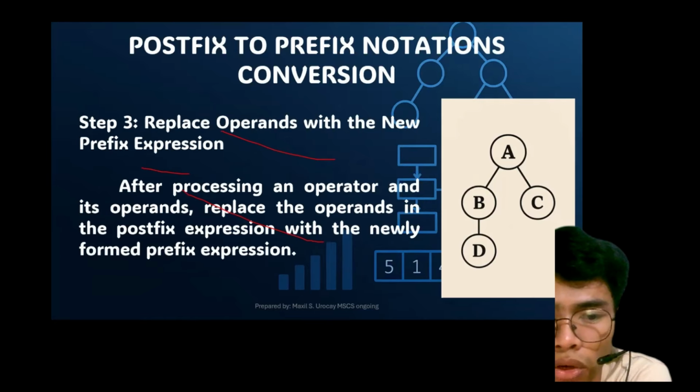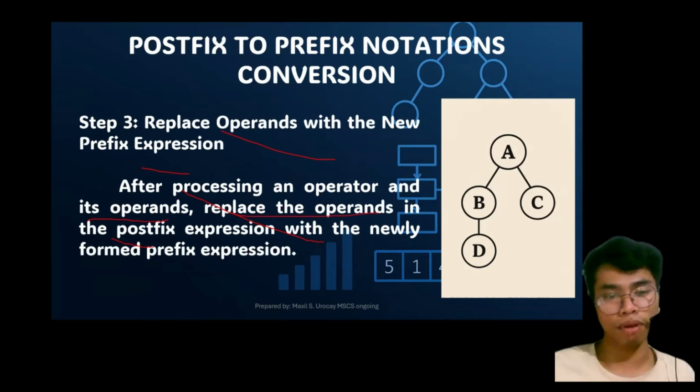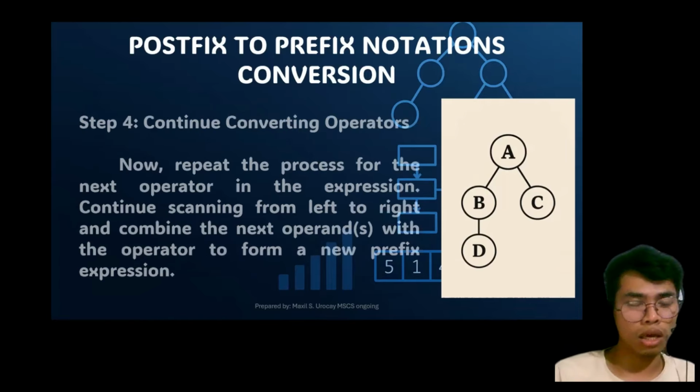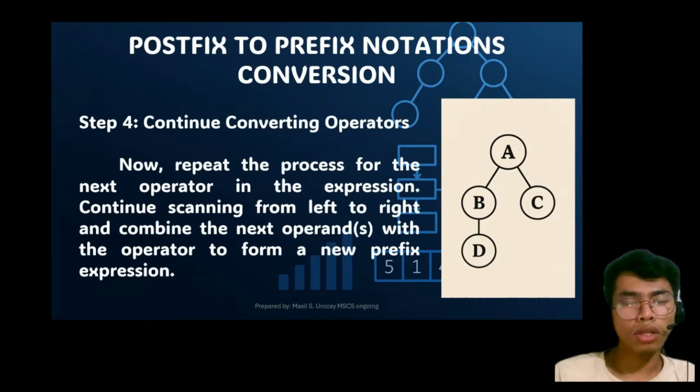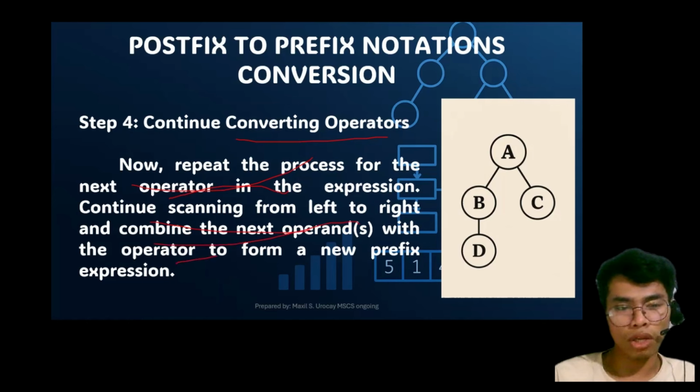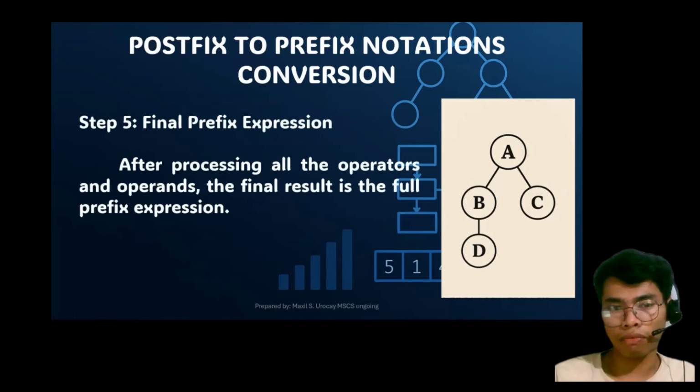After processing an operator and its operands, replace the operands in the postfix expression with the newly formed prefix expression. So that is really simple. And continue converting the operators. Now repeat the process for the next operator in the expression. We continue scanning from left to right and combine the next operands with the operator to form a new prefix expression. As we have identified earlier, that's the step-by-step process. And then the last part will be the final prefix expression. After processing all the operators and operands, the final result prevails.